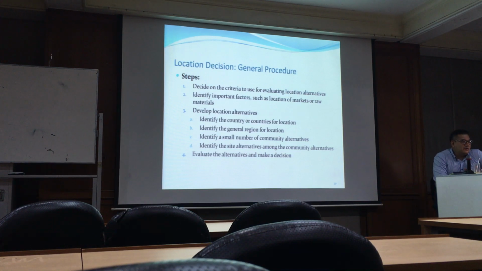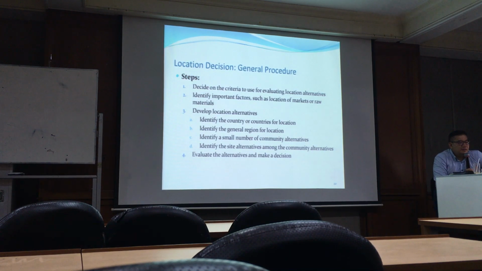So, steps for the decision. For the global location, okay, first you need to design the criteria that you're going to use to evaluate the location alternatives. So which are the criteria that you want as a priority and use to evaluate the location alternatives. Identify the important factors, right, such as raw material location, or location of the market.